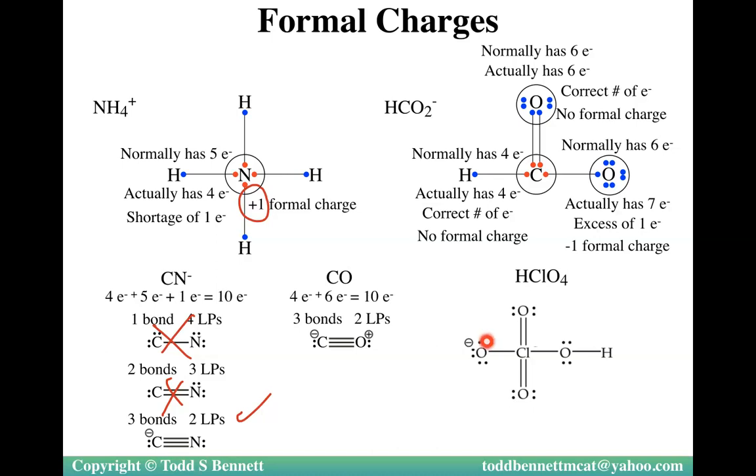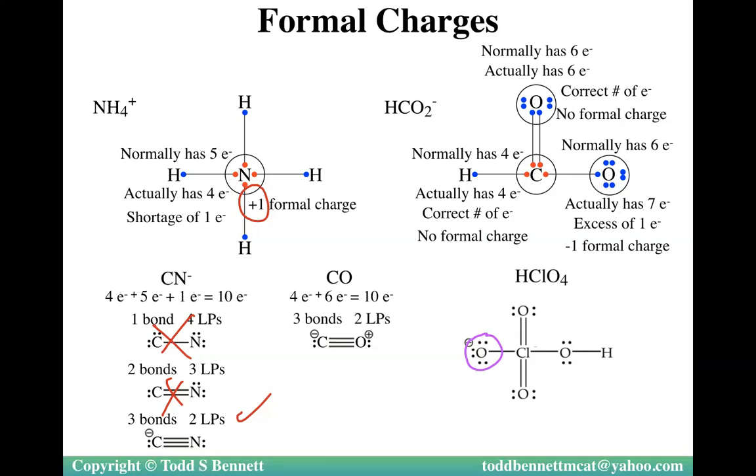And then O normally has 1, 2, 3, 4, 5, 6 electrons, but here has 1, 2, 3, 4, 5, 6, 7 with that bond. So in this case, it ends up being negative because 7 minus 6 has 1 excess. We already knew that. Excess electron means a negative charge.